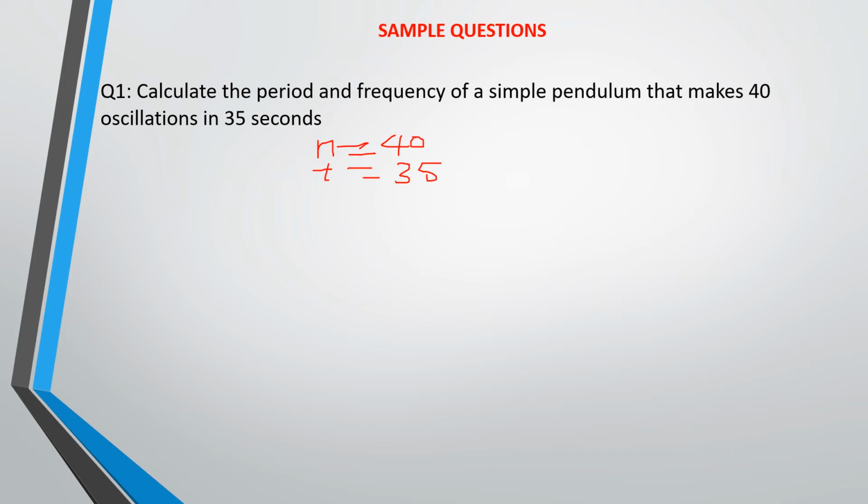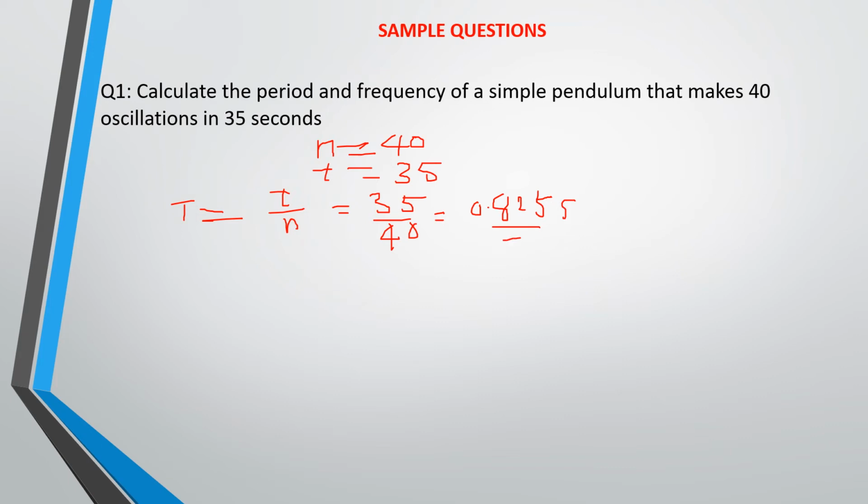Okay, so the period T, from the formula we got before, is equal to the time taken for one complete oscillation. That's the period T. So if you substitute the values, you have 35 over 40. If you do that division, the period of this pendulum is 0.825 seconds. So this is what you have.